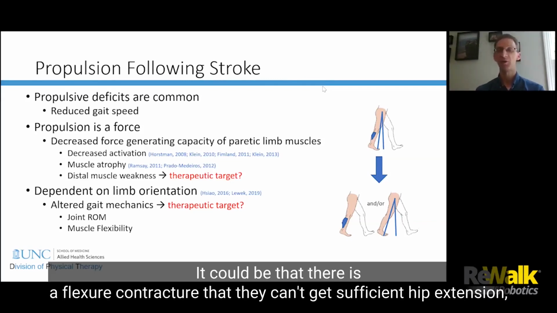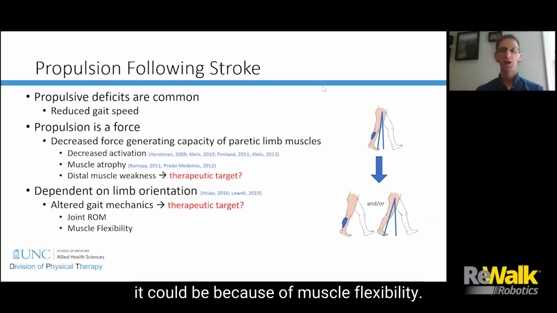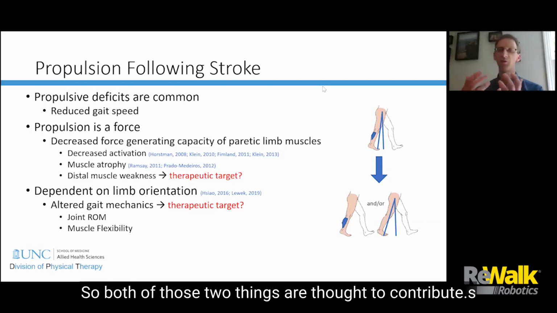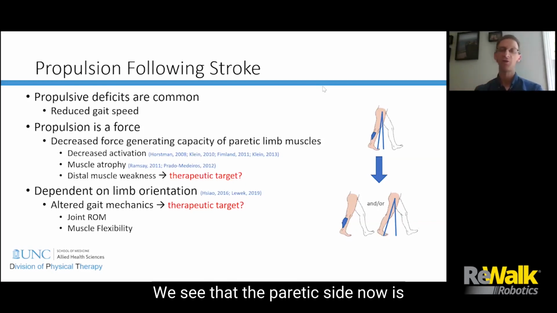It could be that there's flexion contracture, that they can't get sufficient hip extension. Could be because of muscle flexibility. So there's a variety of reasons why you might not be able to get sufficient trailing limb angle. But both of those two things are thought to contribute.